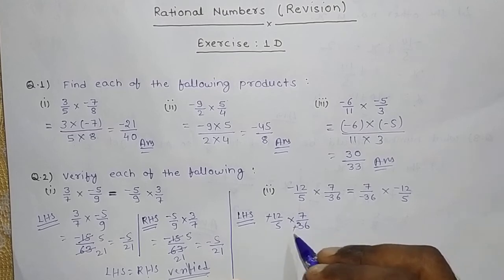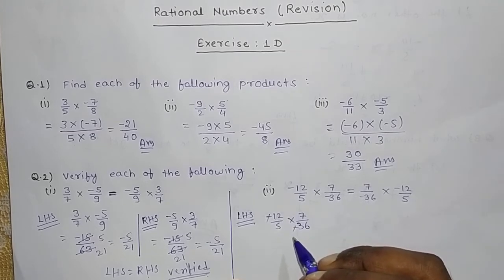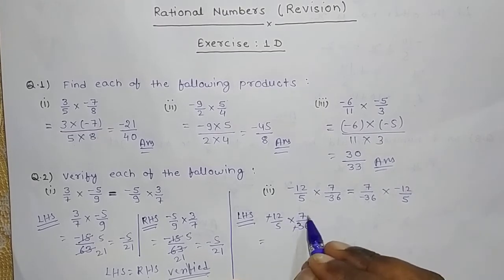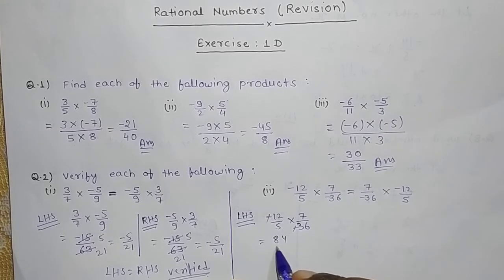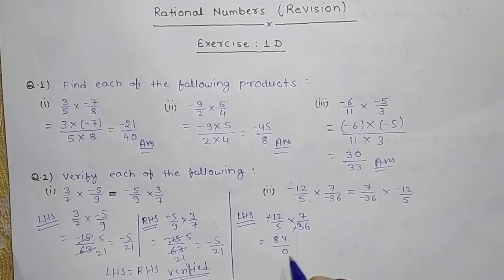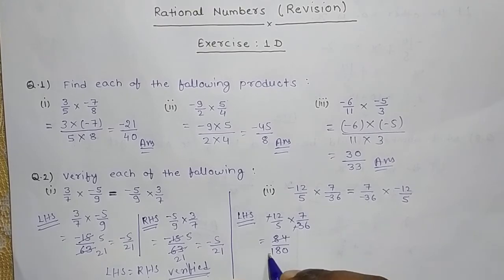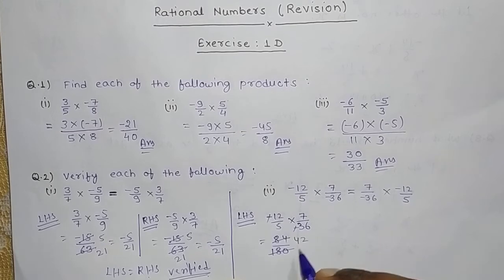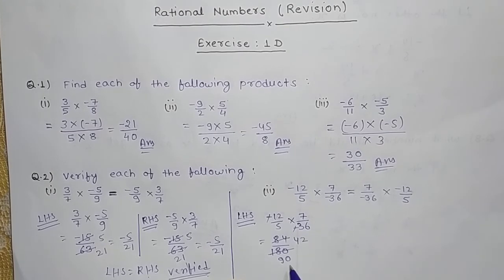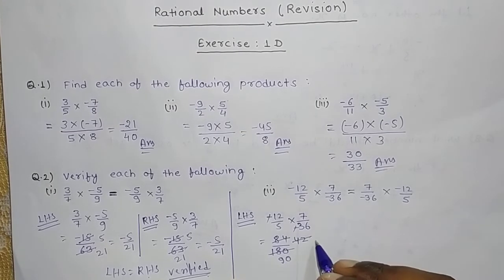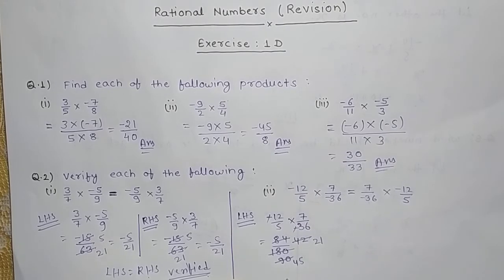So minus minus cancel out and just multiply it. 12 7s are 84 and 5 into 36. So 5 6s are 30, 0 carry 3, 5 3s are 15 plus 3 that is 18. Now if we divide by 2 here, that is 2 4s are 8, 2 2s are 4, 2 9s are 18 and 0. Again divide by 2, 2 2s are 4, 2 1s are 2, this is 2 4s are 8, 2 5s are 10.